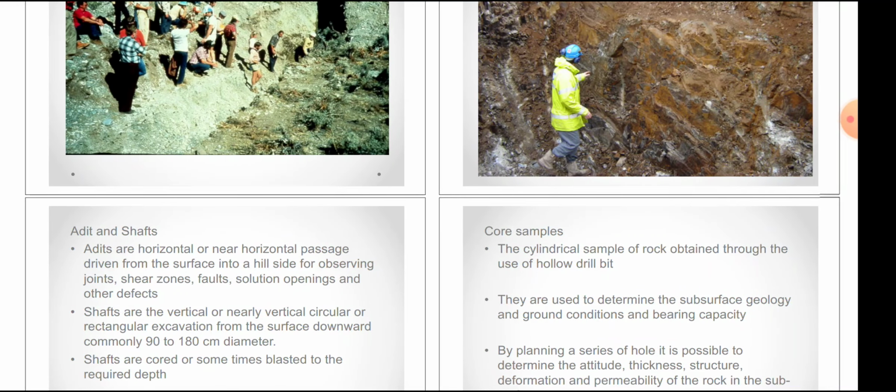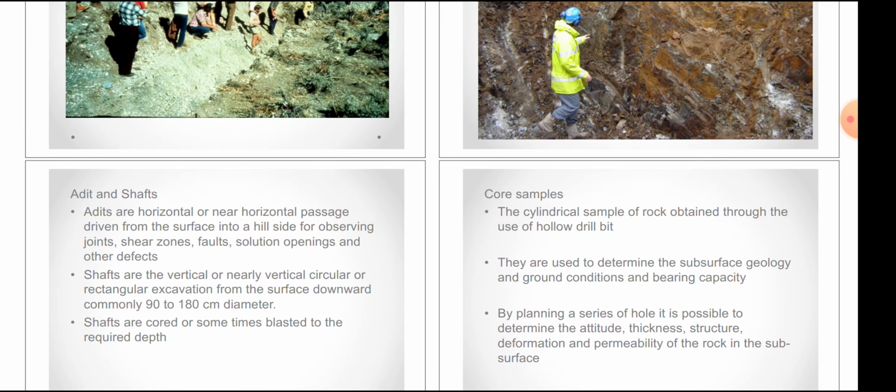Adit and shafts. Adits are horizontal or near horizontal passages driven from the surface into the hillside for observing joints, shade joints, falls, solution openings, and other defects. Shafts are the vertical or nearly vertical, circular or rectangular excavation from the surface downward, commonly 90 to 180 centimeter diameter. Shafts are cored or sometimes blasted to the required depth.